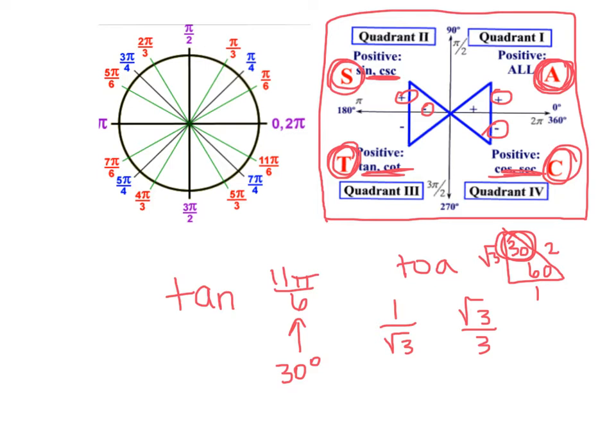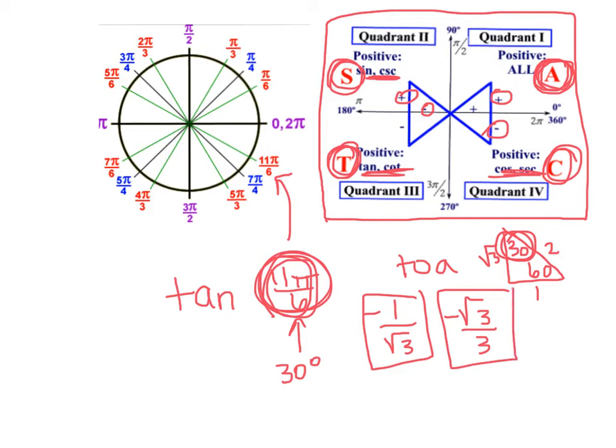And in calculus, you don't really need to simplify. I don't care which way you have it. And the only other thing you need to decide is positive or negative. Okay, so what quadrant is 11 pi over 6 in? Well, I can see clearly here it's in quadrant 4, which means only cosine is positive. So my answer is, again, we can write it either way.